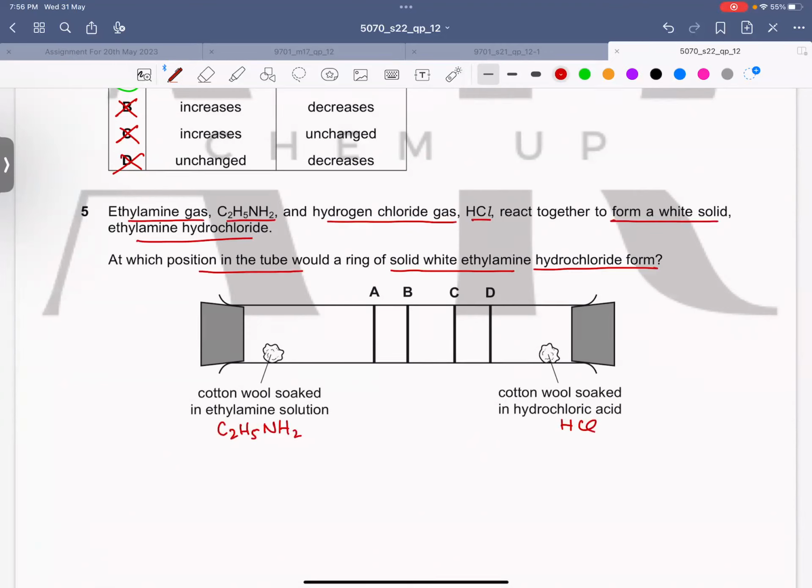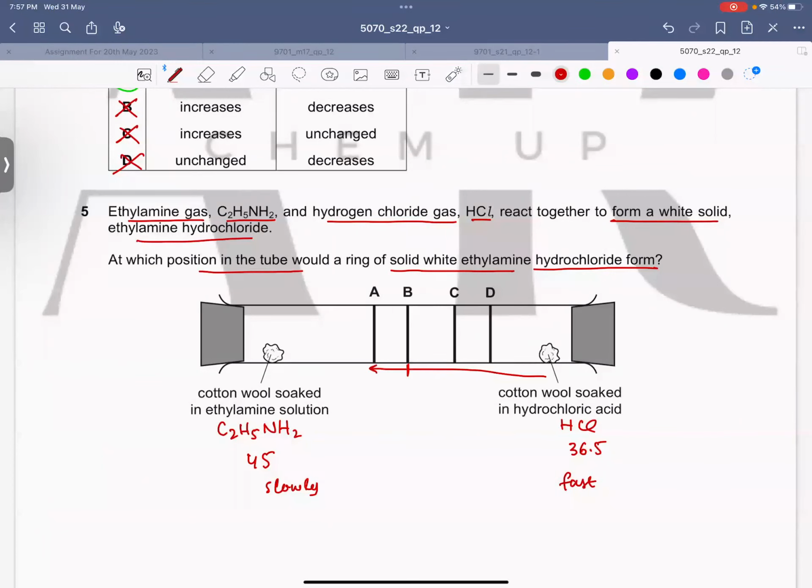is here. Yes. So the Mr of HCl would be 36.5, and if you calculate the Mr of C2H5NH2, C2 makes it 24, 24 plus 1 nitrogen 14 makes it 38, and 38 plus 7 gives you 45. So it diffuses slowly because of a heavier Mr, and HCl diffuses fast. Right? So if you look at B, B is a middle point, right? So yes, sir. It means HCl is diffusing faster.